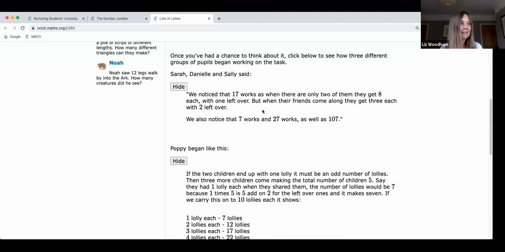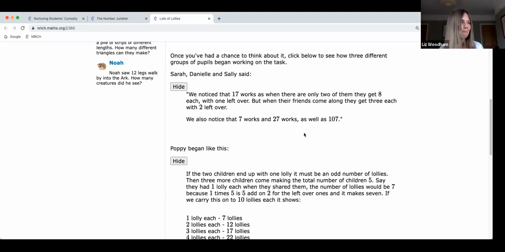So Sarah, Danielle and Sally, a little bit like we said earlier, found some solutions. They started with one solution. They said, we noticed that 17 works and we noticed that these work. So perhaps they might go down a route of thinking, oh, I can see a pattern here. Is that pattern always going to hold?